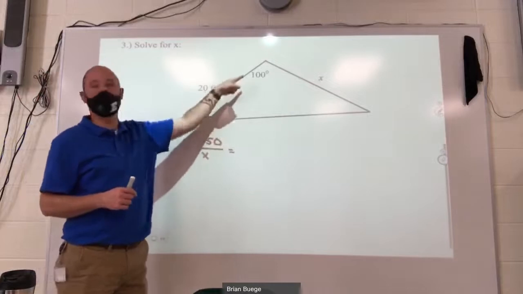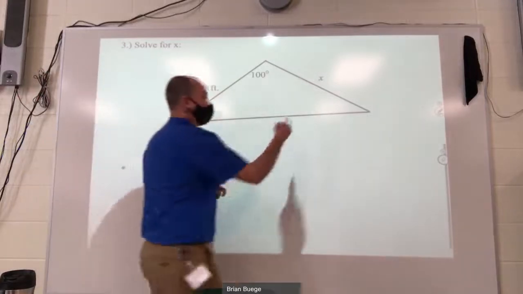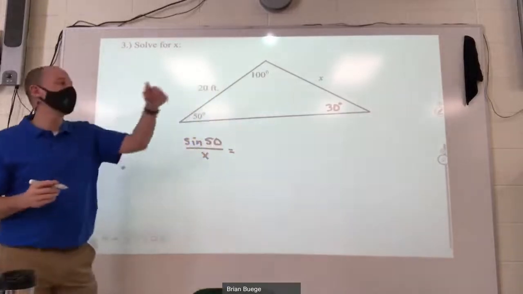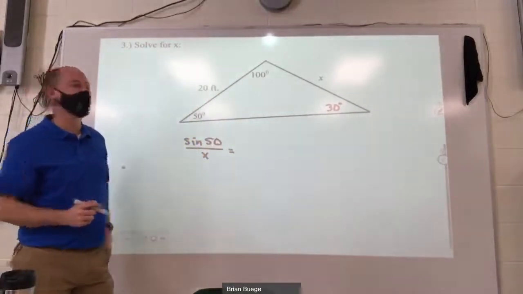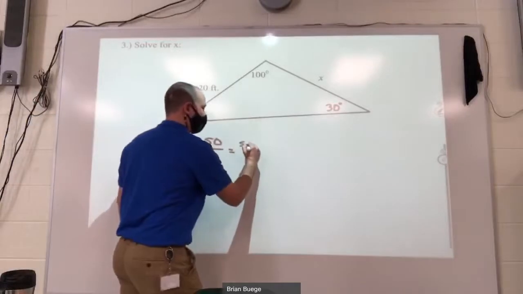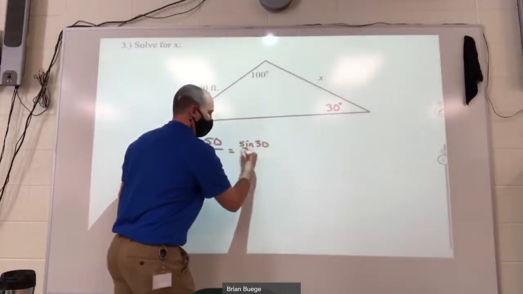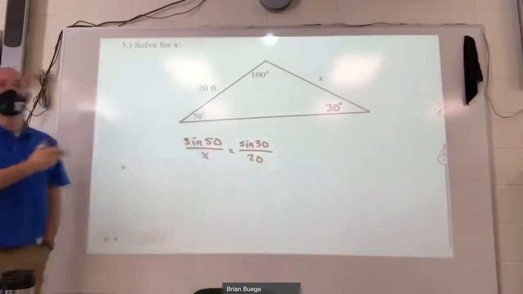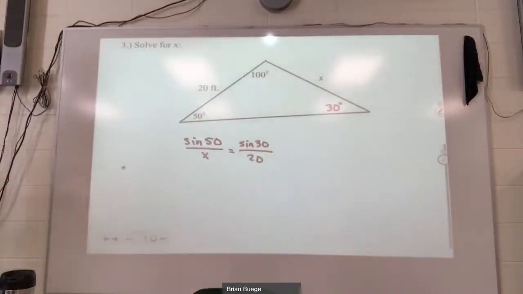So far, you've got 150 degrees in this triangle. That means there's 30 degrees left over here for that angle. And now I can set up the second part of my law of sines. The sine of 30 over the side opposite, which in this case is 20. And there's the setup of law of sines. Now you're right back to just solving a proportion again.